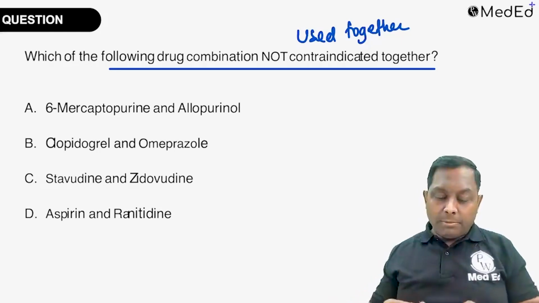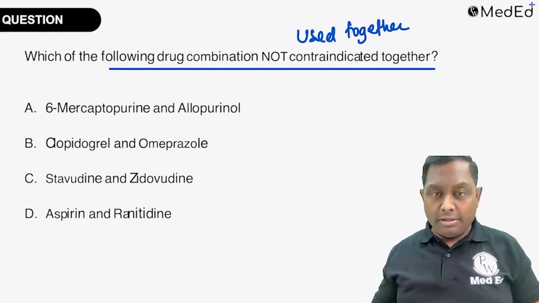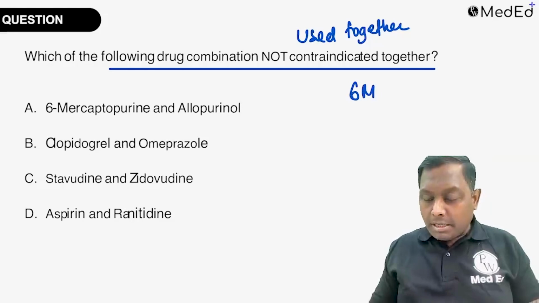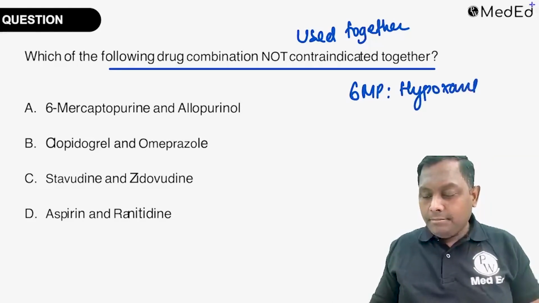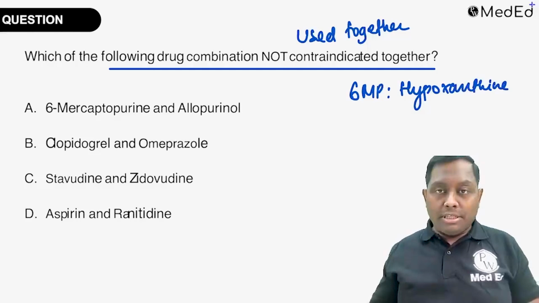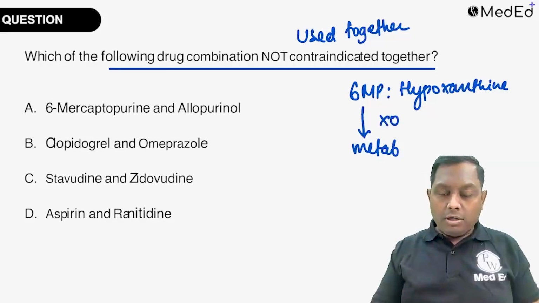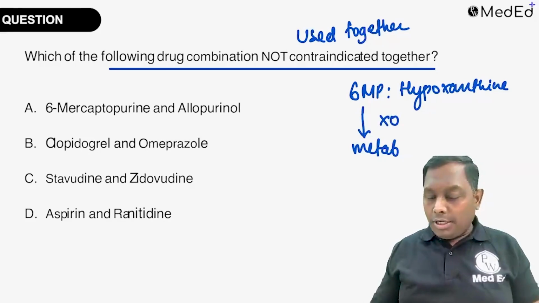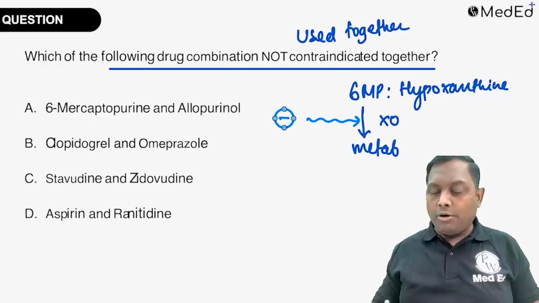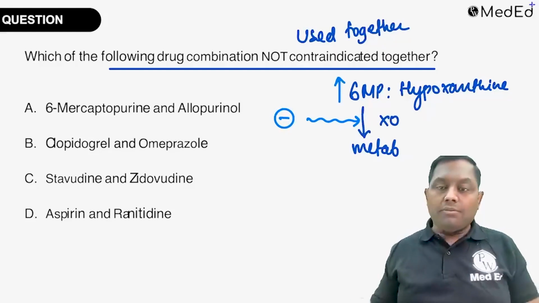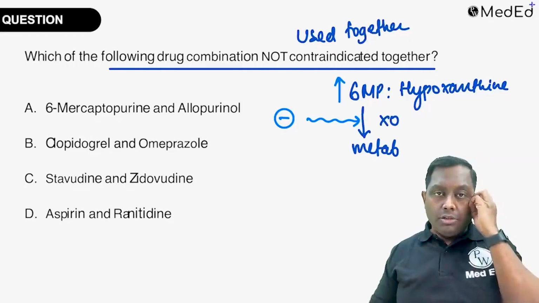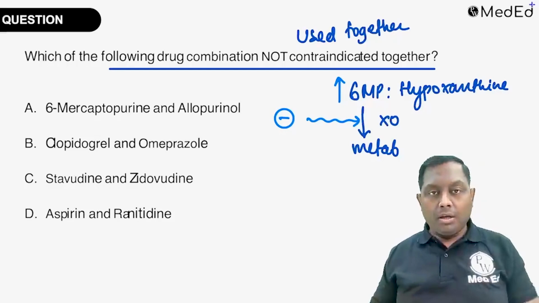So see, 6-mercaptopurine and allopurinol are contraindicated together. Reason being that 6-mercaptopurine is one of the hypoxanthine analogs, and they are actually getting metabolized with the help of the enzyme xanthine oxidase only. Therefore, if a person is already taking a xanthine oxidase inhibitor, or has been started on allopurinol, there will be an increase in the risk of 6-mercaptopurine toxicity. So they should be contraindicated together.